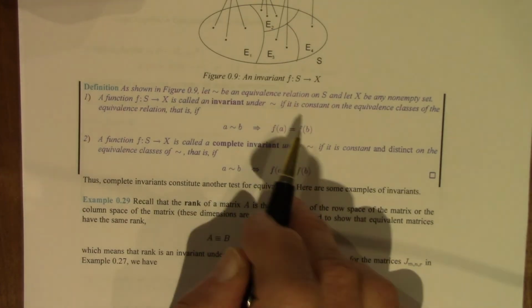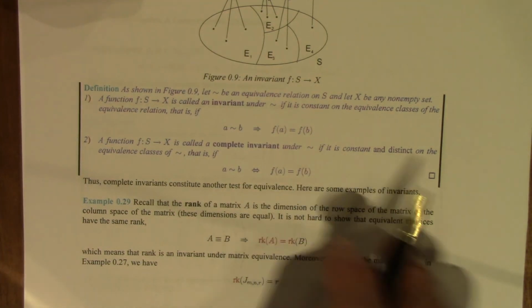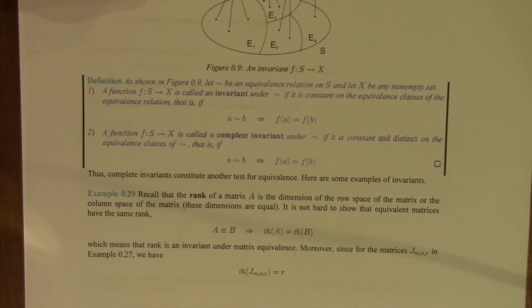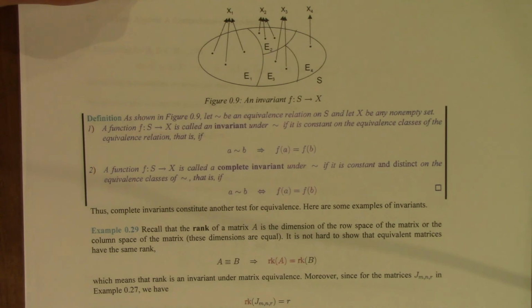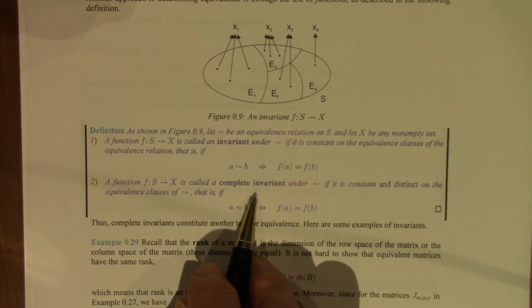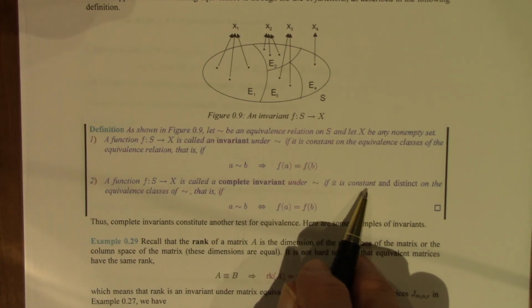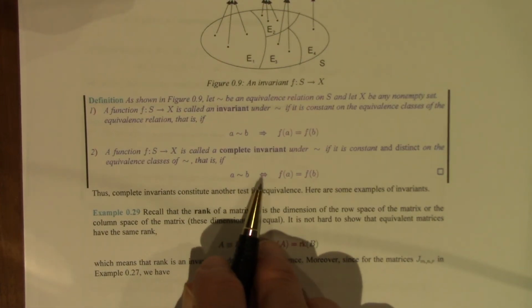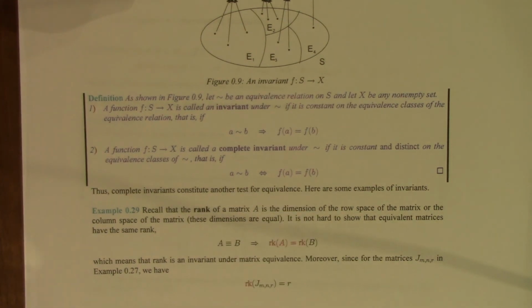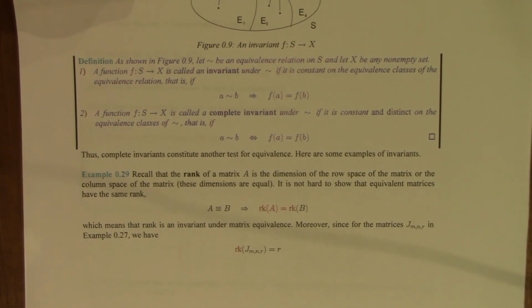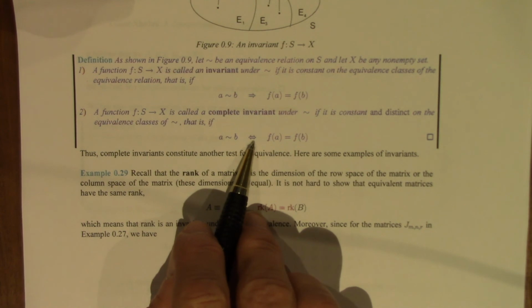Now, one possibility is that f sends everything in S to a single value, say 0. That's an invariant, but it's a useless invariant. A function from S to X is called a complete invariant if not only is it constant, but it's a different constant on each equivalence class. So we have a biconditional: A equivalent to B if and only if f of A equals f of B. Complete invariants form another test for equivalence, then, because of this biconditional.